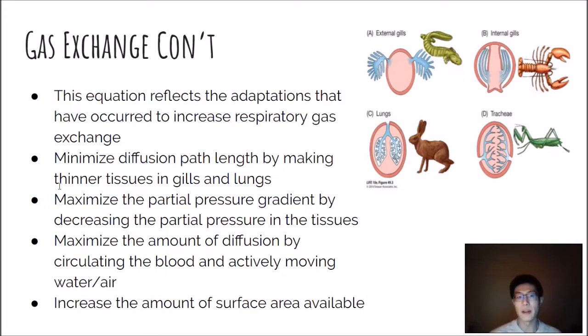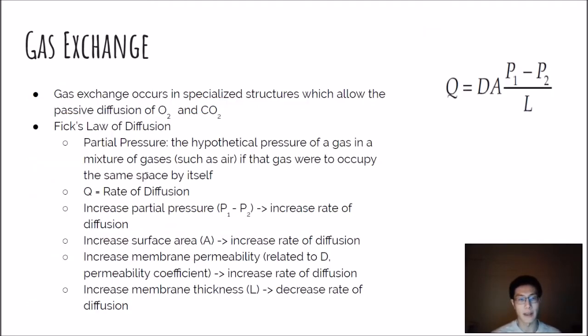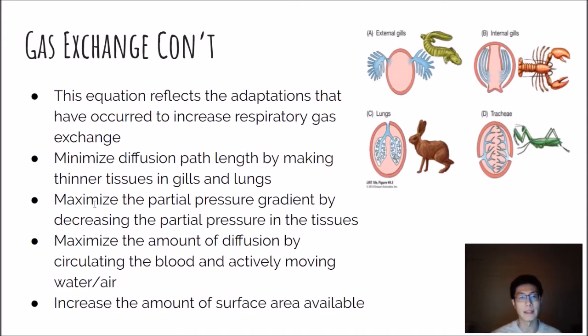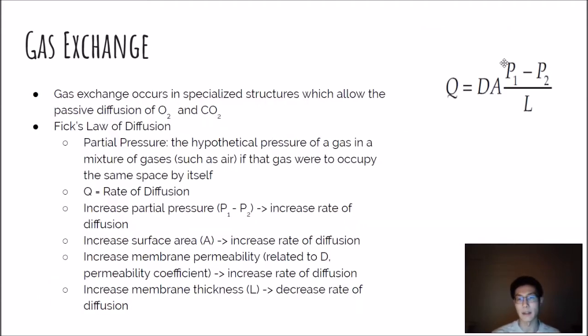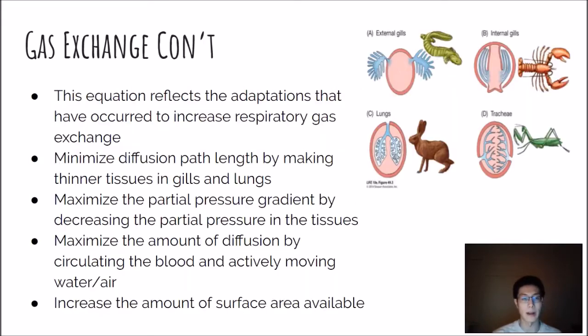Also, you can maximize the partial pressure gradient by decreasing the partial pressure in the tissues. By shifting the difference in partial pressures between the tissues and the surroundings, the outside and the cavity for instance, you can increase the ultimate partial pressure difference, and that can ultimately increase this number over here. Remember, partial pressure is in the numerator.